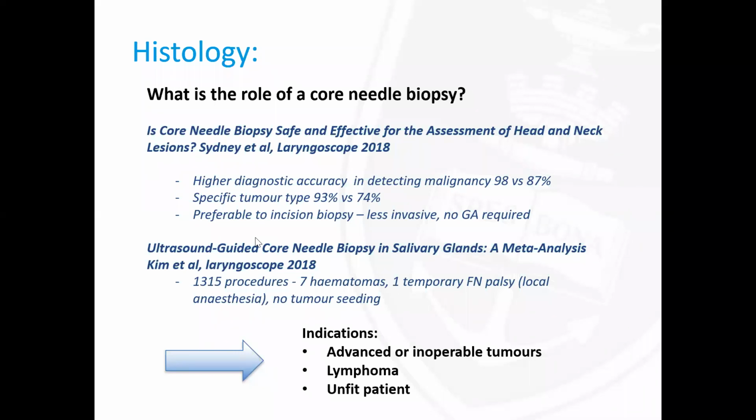Based on literature such as this, it's our practice to perform a core needle biopsy where cytology has been equivocal, for cases of advanced or inoperable tumors, in cases of suspected lymphoma where core biopsy is known to be more accurate, and again in patients where, due to age and comorbidity, one is trying to avoid surgery.